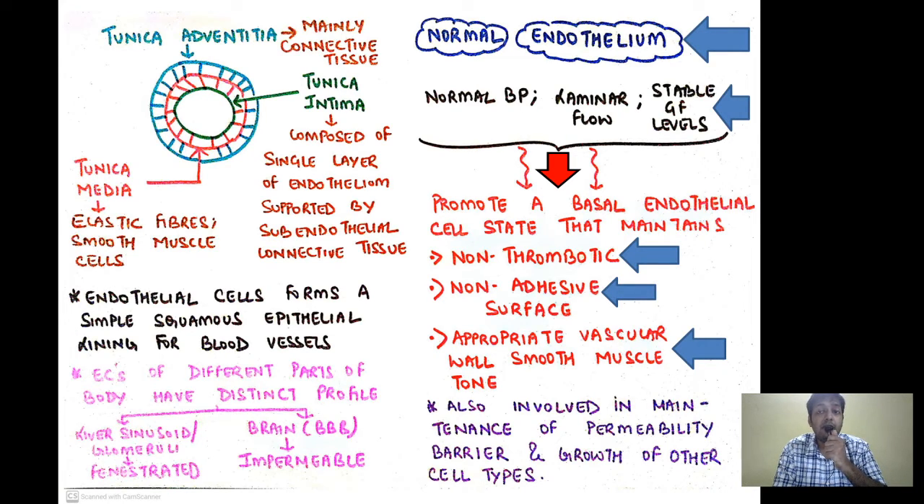And we have to remember one thing, that the normal endothelium is releasing certain factors, certain growth factors, which control the contraction and relaxation of the smooth muscles, thus bringing about vasodilatation or vasoconstriction. Now, it is also involved in maintenance of the permeability barrier of the endothelium and growth of other cell types. So our endothelium also maintains the normal permeability, as well as releasing certain growth factors to support the growth of other cell types.